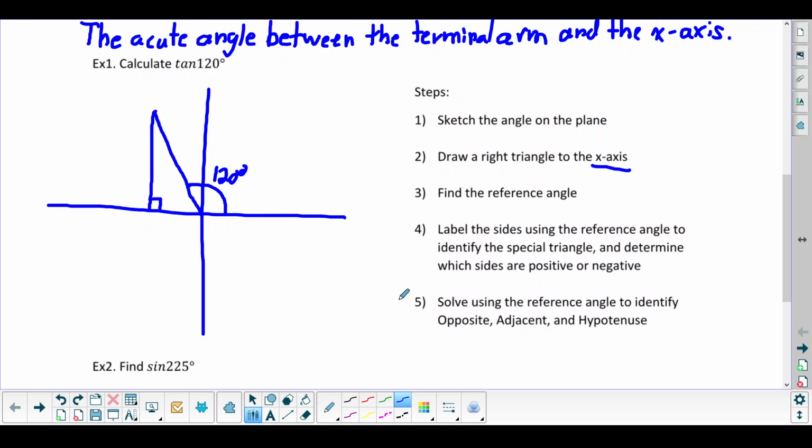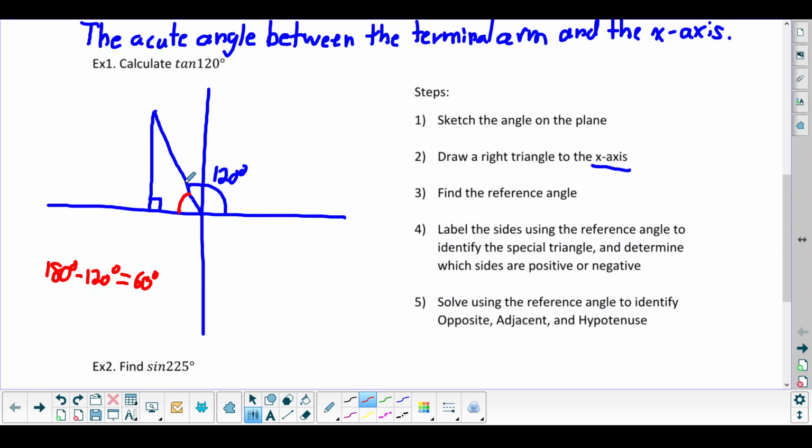Next thing we want to do is find the reference angle. Remember, the reference angle is that angle between the terminal arm and the x-axis, so it's right here. Let's talk about how we can find this angle. There are a couple different approaches you can take, and it doesn't really matter which one you do. One thing we could do is we know that to go from the positive x-axis to the negative x-axis is 180 degrees, and 120 of it goes to the terminal arm, so there's got to be another 60 degrees between here. So we might say that the reference angle would be 180 degrees minus 120 degrees, 60 degrees.